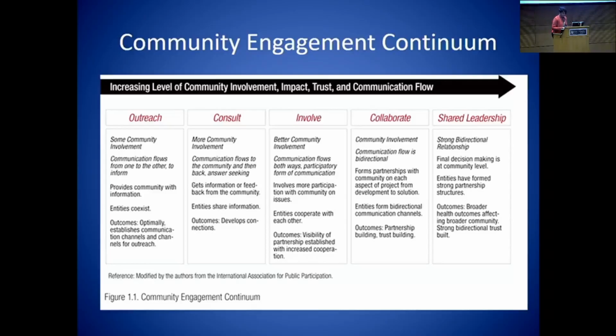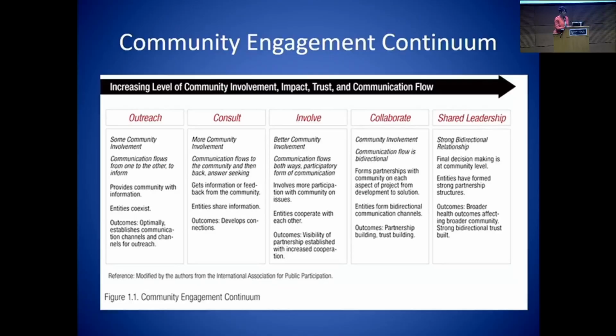So when we look at community engagement, there is a continuum, and this chart is modified from the International Association of Public Participation. And here you'll see that community engagement has a continuum. It can go from having a community advisory board, or going out into the community, some level of community engagement or involvement, where you have people that are sitting on your research projects to provide input from a stakeholder perspective.